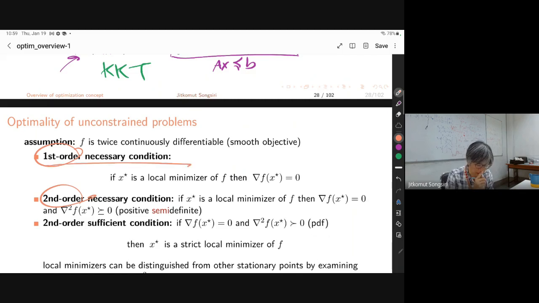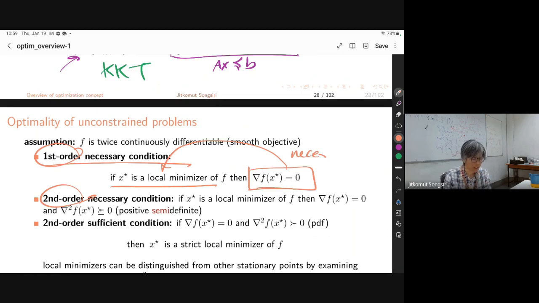First of all, this is very simple. First order necessary condition: if x star is a local minimizer of f, then that x star satisfies the zero gradient condition. The zero gradient condition is a necessary condition for x star to be a local minimizer, right?